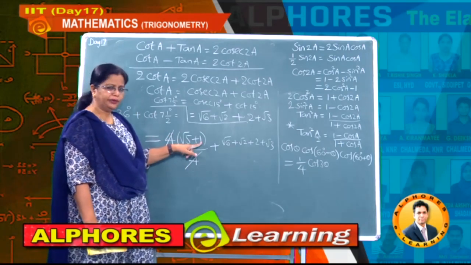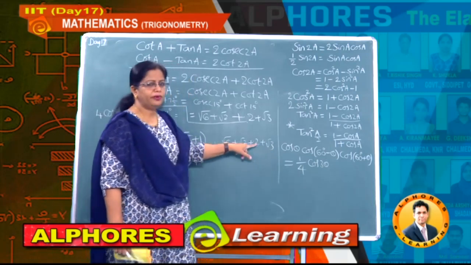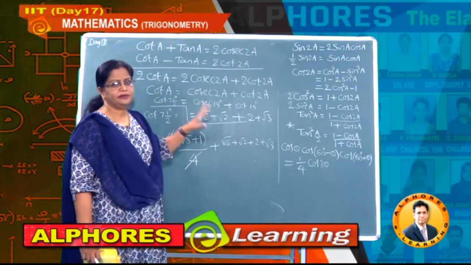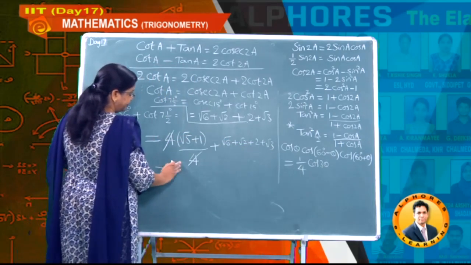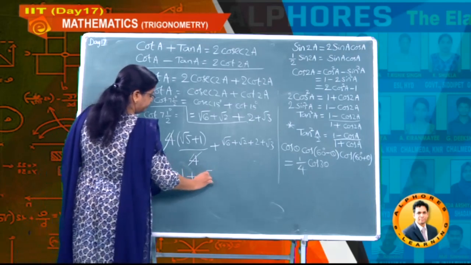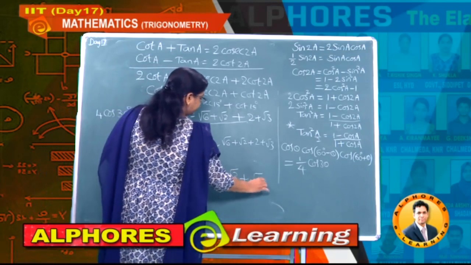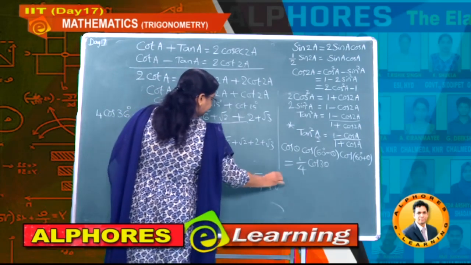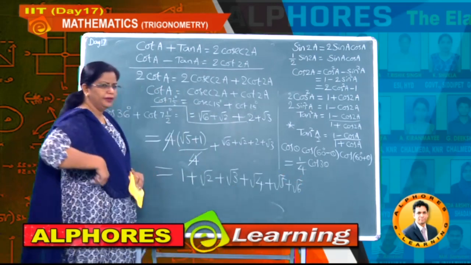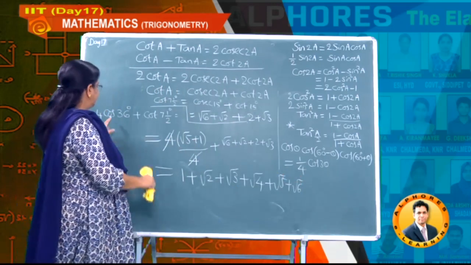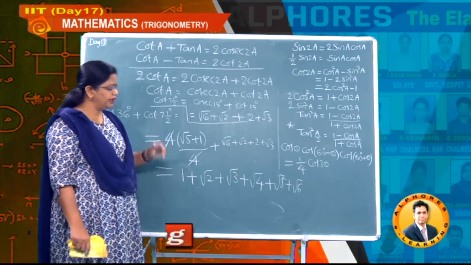This is 1 plus root 2 plus root 3 plus root 4 plus root 5 plus root 6. Very nice, no? So the answer is here 1 plus root 2 plus root 3 plus 2 can be written as root 4 and next plus root 5 plus root 6. So I like this number, very nice, right? Now in this way this is 4 times cos 36 plus cot 7.5 value we can write.